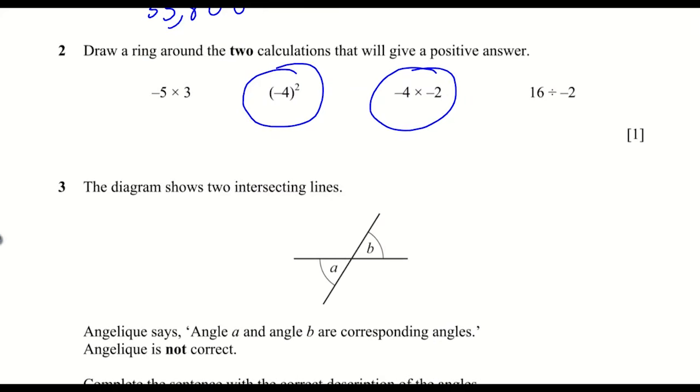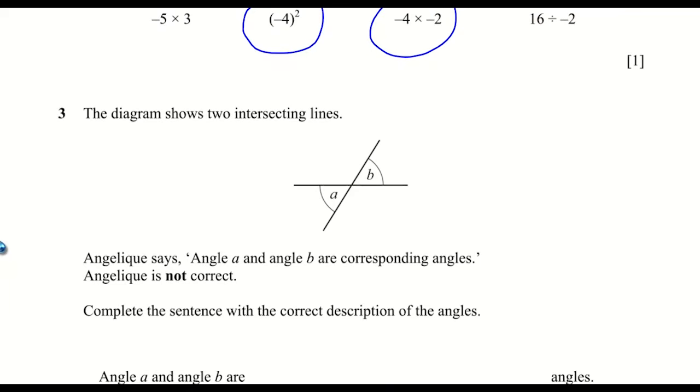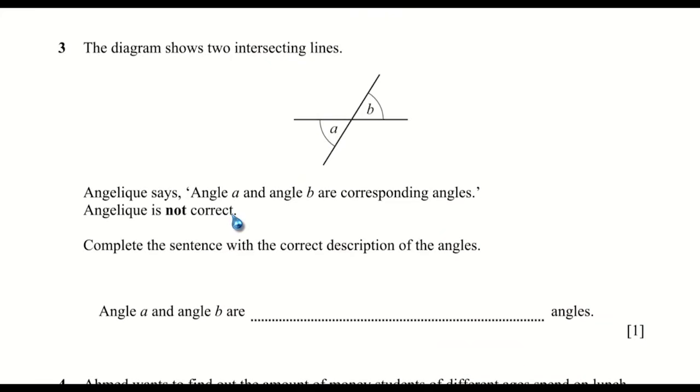Question 3. The diagram shows two intersecting lines. Angelic says angle A and angle B are corresponding angles. Angelic is not correct. Complete the sentence with the correct description of the angles. Angle A and angle B are vertically opposite angles.